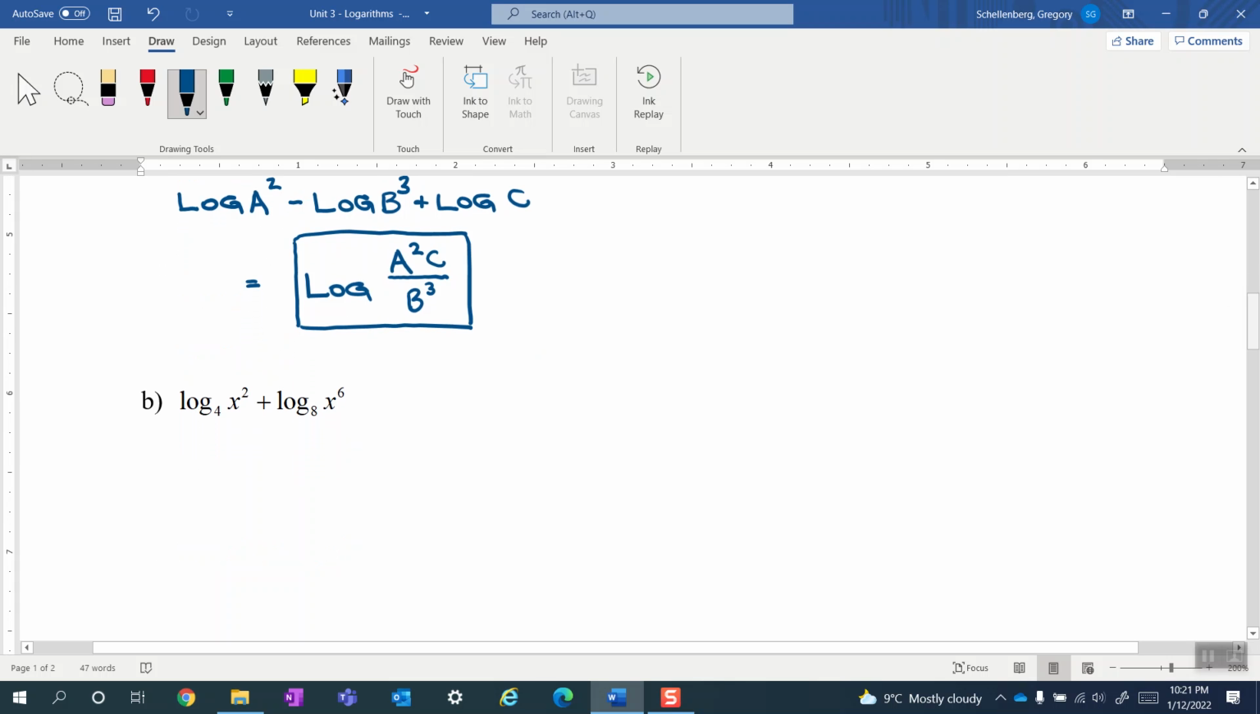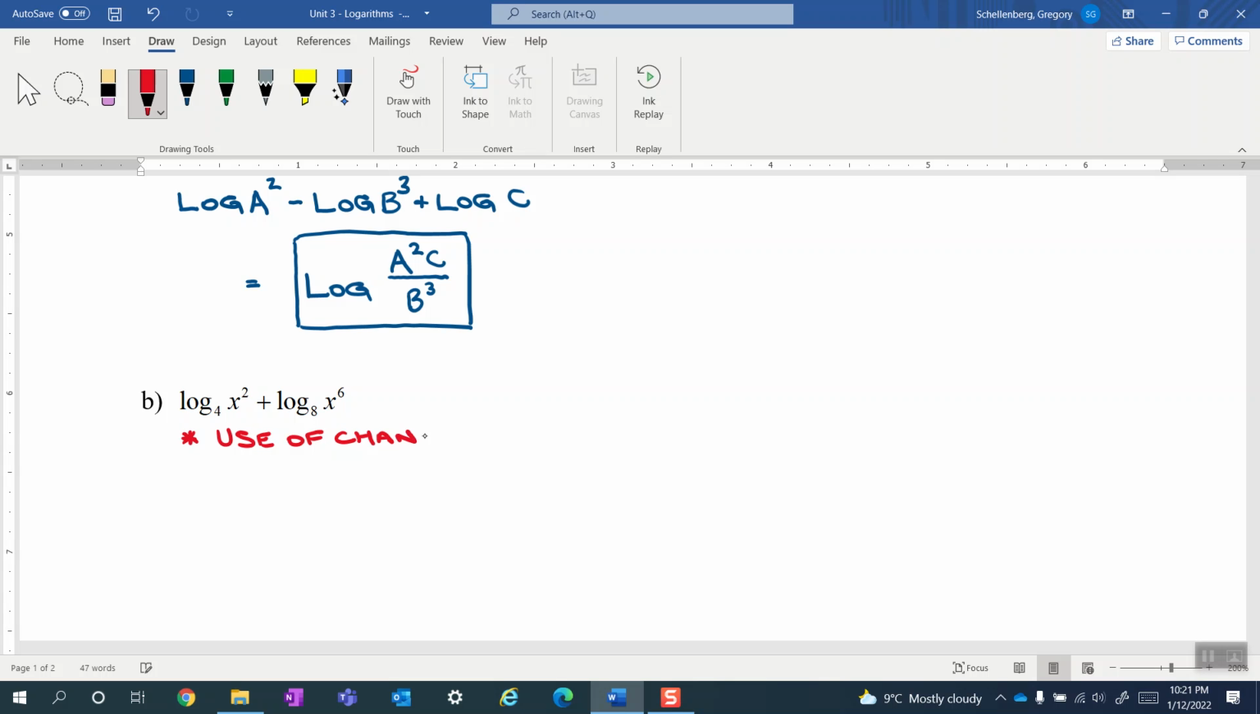Okay, next one. We've got log base 4 of x squared plus log base 8 of x to the power of 6. One of the things I'm noticing here is that the two bases are different, so our log laws are out the window. What I'm going to use is change of base instead, and see where we can go from there.